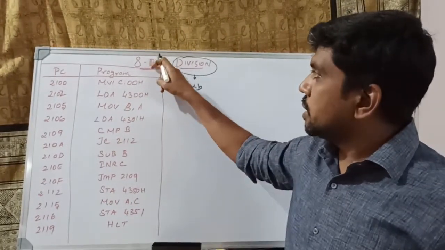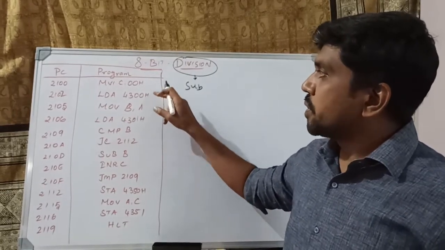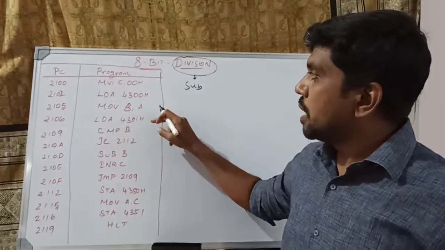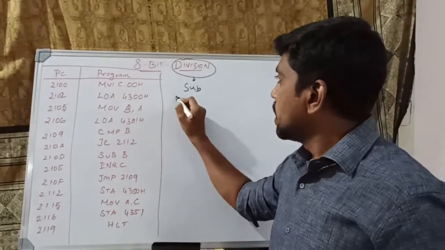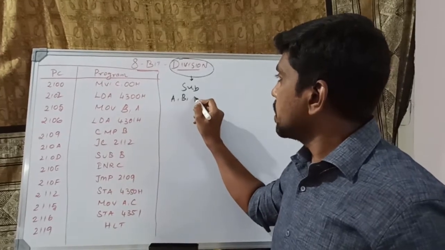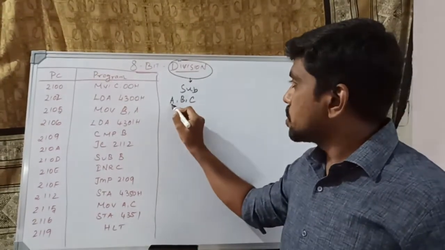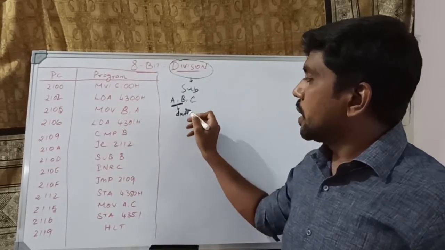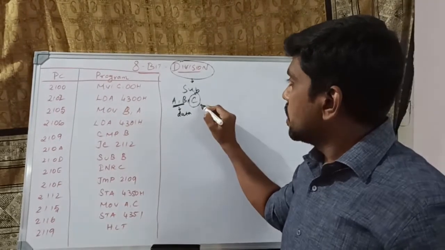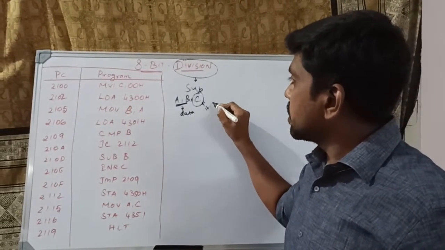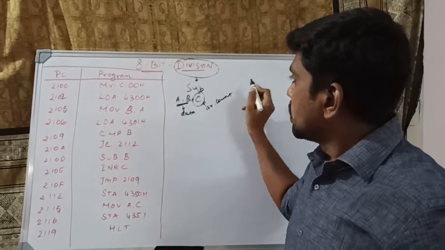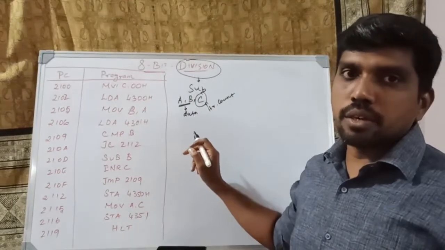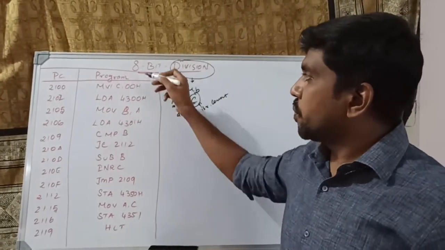Before writing the 8-bit division program, first you check how many registers are involved in the program. In this program I am involving 3 registers, namely A register, B register and C register. These 2 registers are used for getting the data, so you are getting the 2 data. This C register is used to store the iteration count, that is, how many times you want to subtract the B register value from the A register value. You can find that before writing the program.